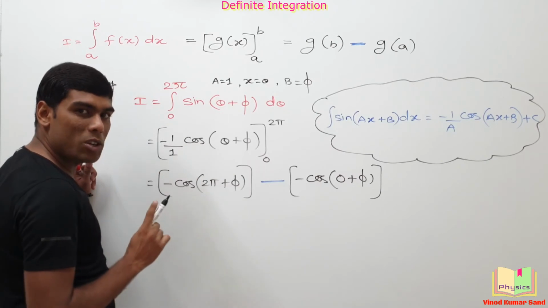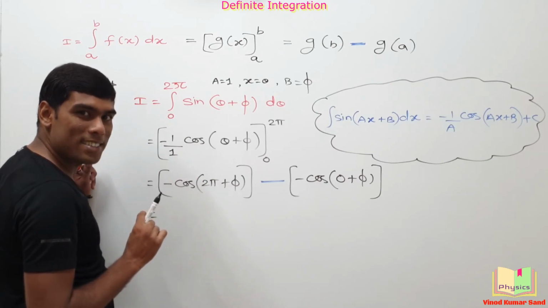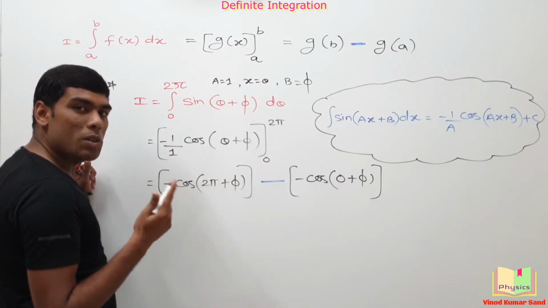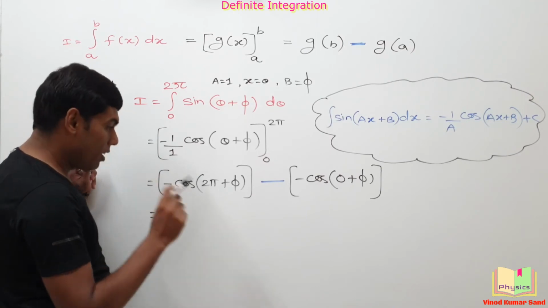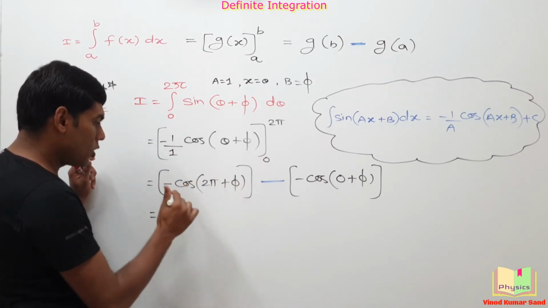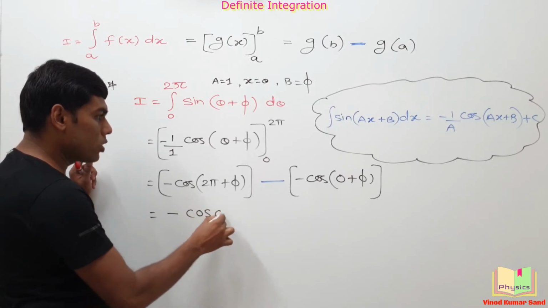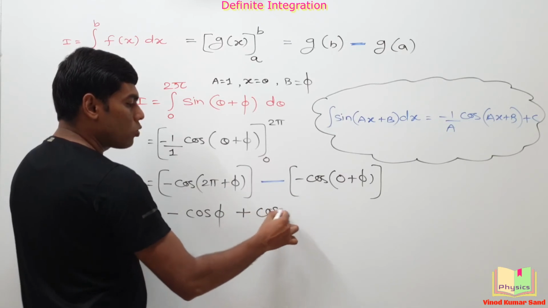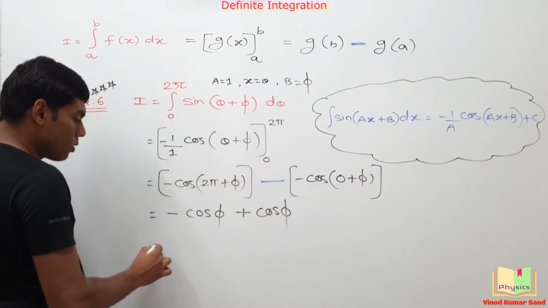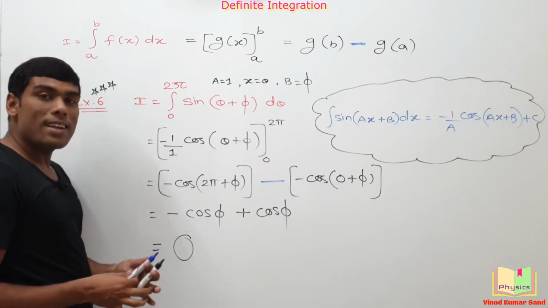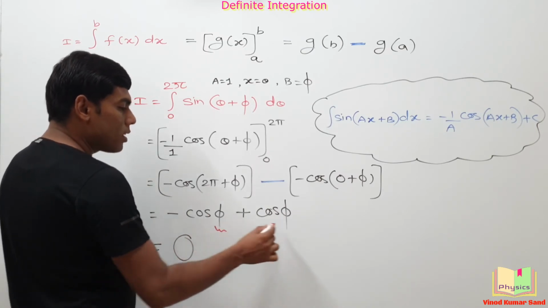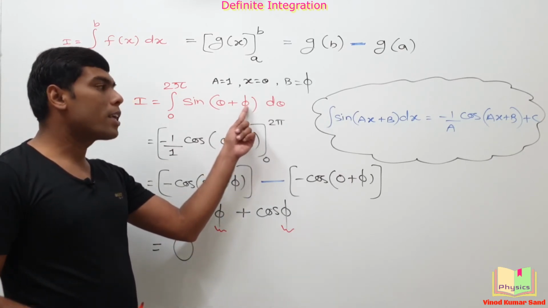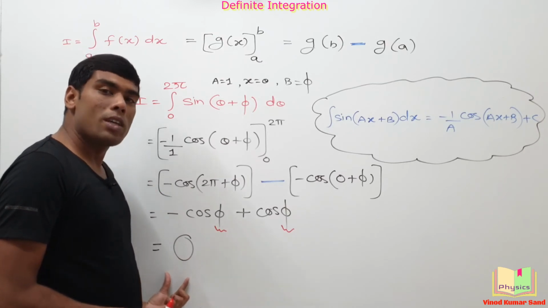Do you remember the trigonometric ratios of the higher angles? Cos 2 pi radian plus some angle phi. The answer will be the same trigonometric function. So on this computation you will get minus cos phi, and this computation is resulting into plus cos phi. So the ultimate answer will come out to be 0. See, the interesting thing, your answer is independent of the value of phi. Whatever might be the value here, your answer will come out to be 0.